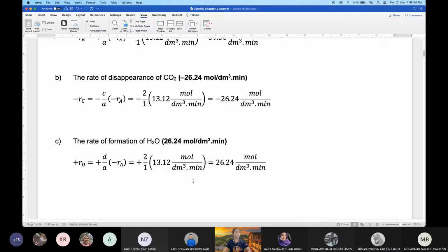So 2 per 1 multiplied with 13.12, you get 26.24. So that's the rate of formation of your water, which is your product D. Okay, so done for question number 1. It's not that difficult, just that you have to remember a little bit of chapter 2, they mix chapter 1, chapter 2 lessons as well as chapter 3 lessons.